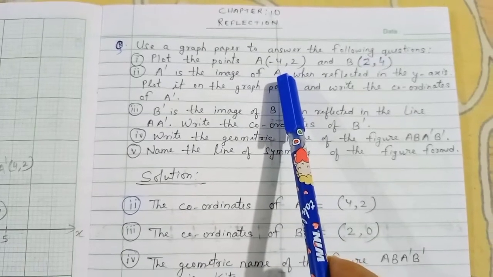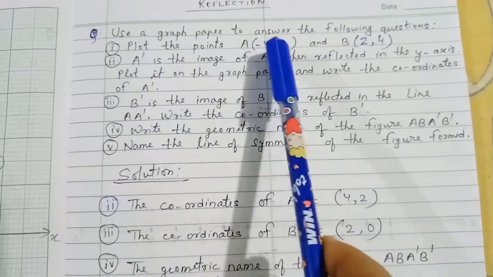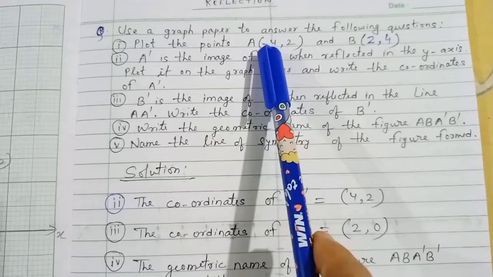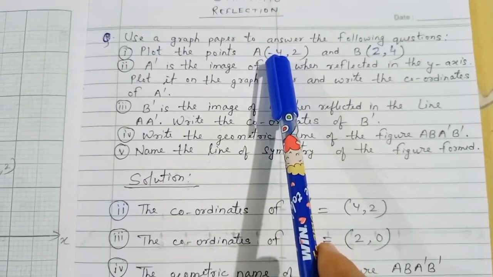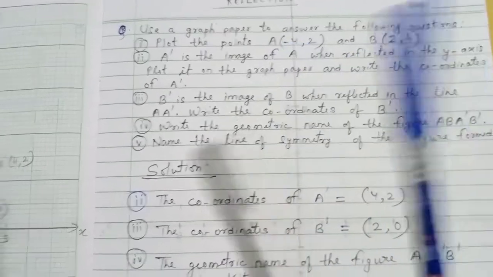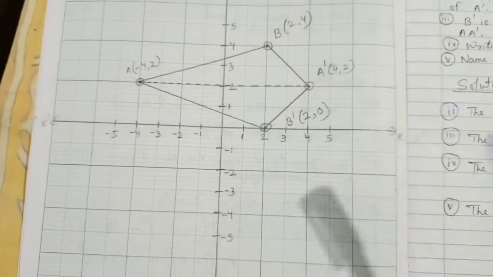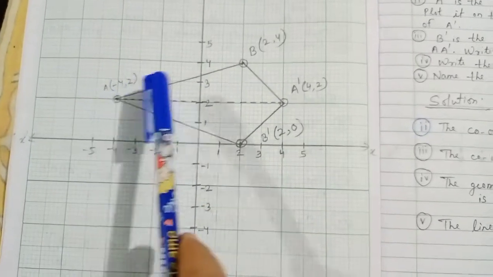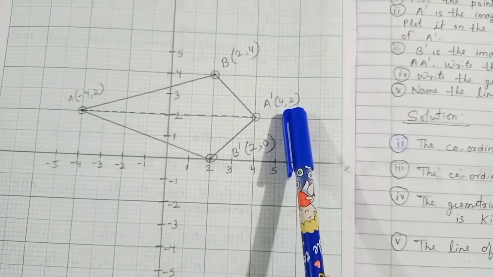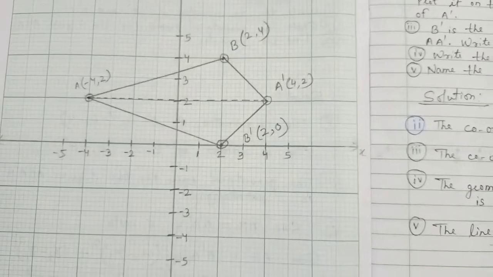A will be reflected in the y-axis and will become A dash. So only the first value will change. That means -4 will become +4. So my result will be 4, 2. You can see 4, 2 is here. So A has become A dash, and it has become 4, 2.